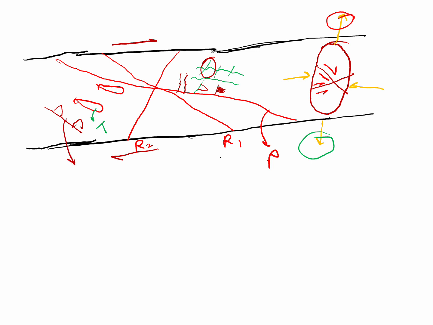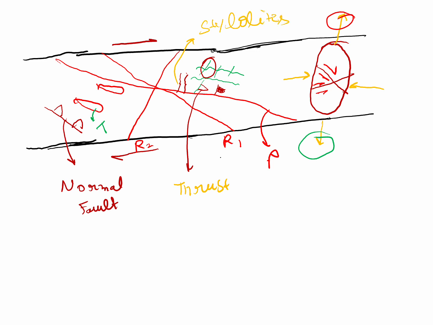This one is the normal fault, this one is the thrust, this one is the stylolites, and this is the fold. So now many types of structures are developed. Let us write them one by one.